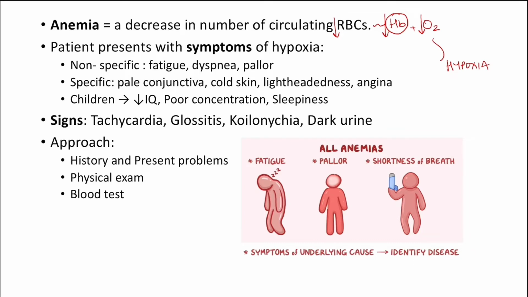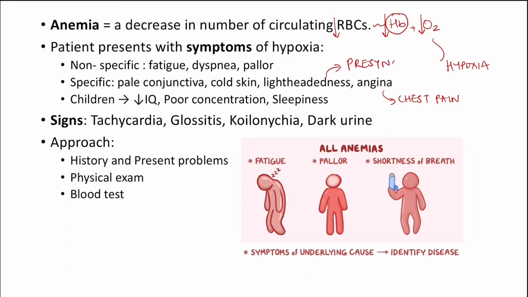Pallor, obviously, is pale skin. More specific symptoms include pale conjunctiva, cold skin, lightheadedness, and angina. Angina refers to chest pain, and this is most likely because of a patient that already has coronary artery disease and then is precipitated by symptoms of anemia. Lightheadedness, on the other hand, is just decreased blood flow to the brain.